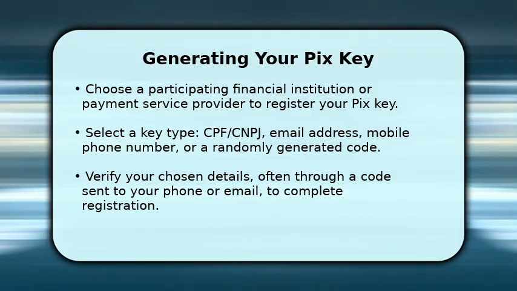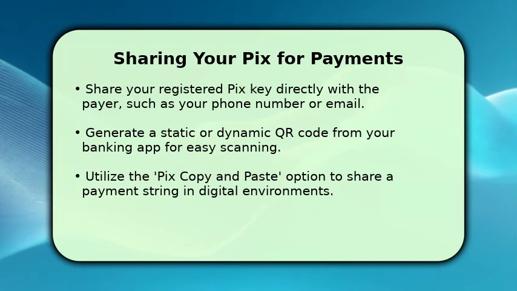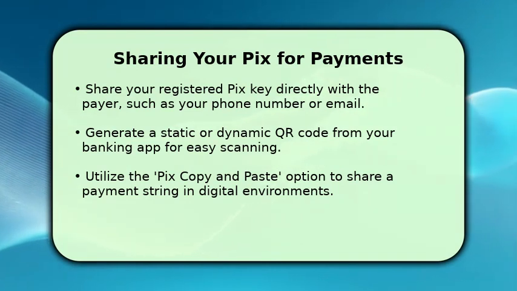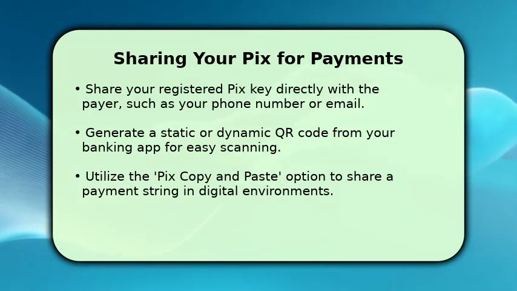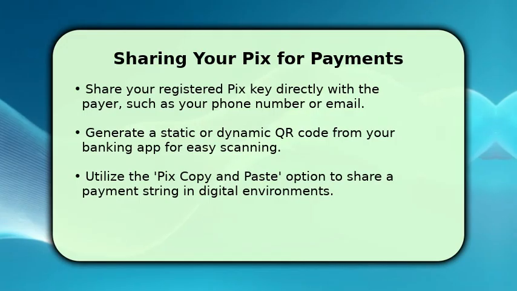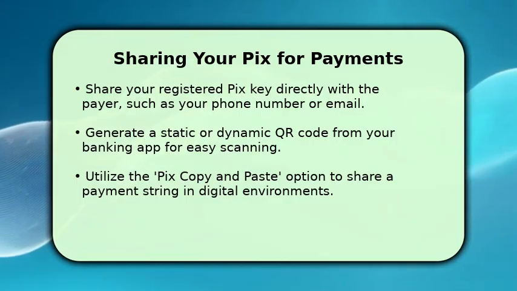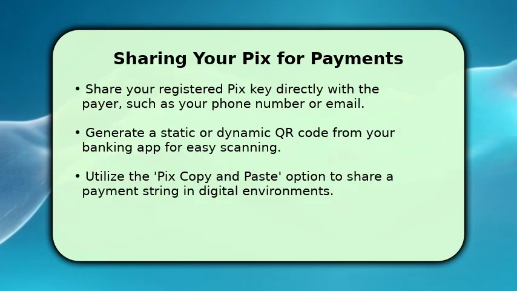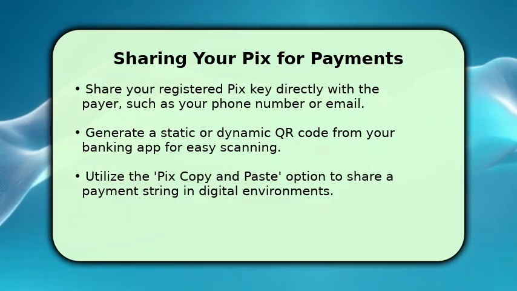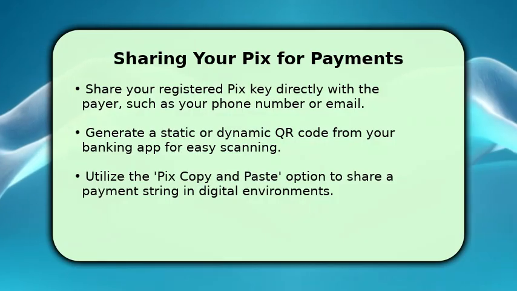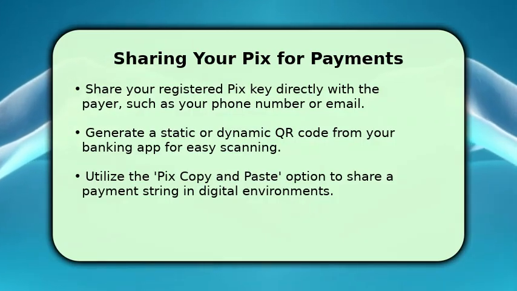key registration. Once your Pix key is set up, sharing it for payments is straightforward. You can simply provide your chosen key, like your phone number or email, to the person sending you money. Alternatively, for even greater convenience, generate a QR code directly from your banking application. This can be a static code for general use or a dynamic one for specific amounts. For online transactions, many platforms offer a Pix copy and paste option, allowing you to share a unique payment string.